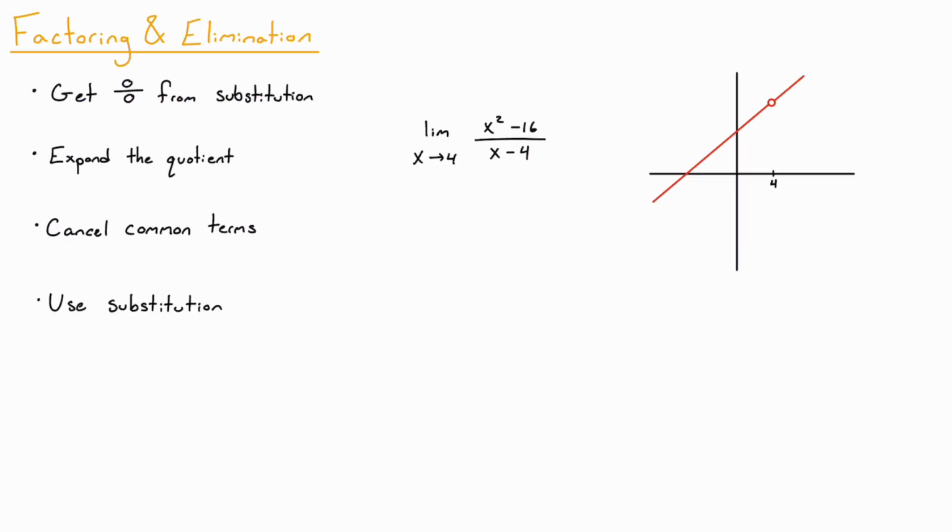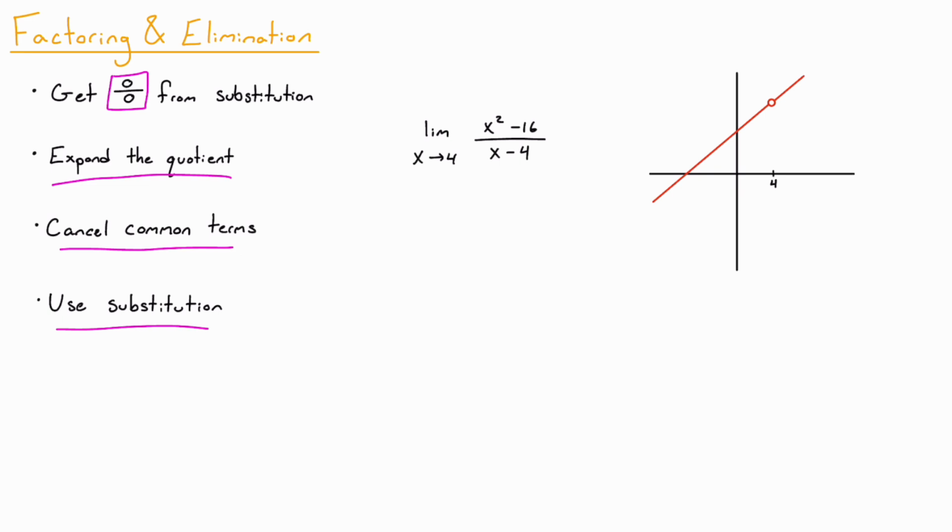Our next technique is factoring and elimination. So our first step for these kinds of problems is to get an indeterminate form from substitution, where indeterminate is something that looks like this, 0 divided by 0. There are other types of indeterminate forms, but we will talk about that in a future video. What we want to do then is expand the quotient and cancel common terms that we get from that expanded version. And then once we can cancel those common terms out, then we can finally go ahead and plug in our a value with substitution and solve.